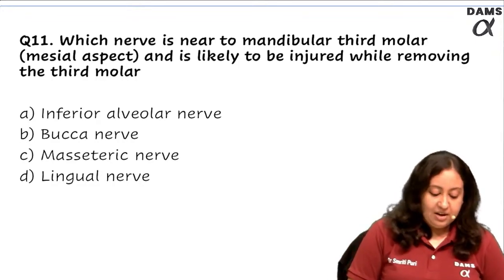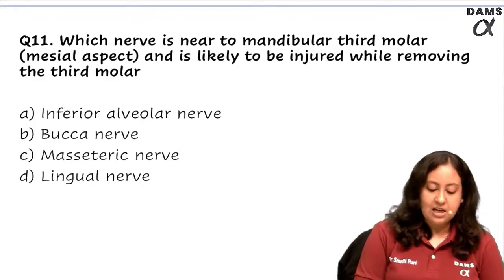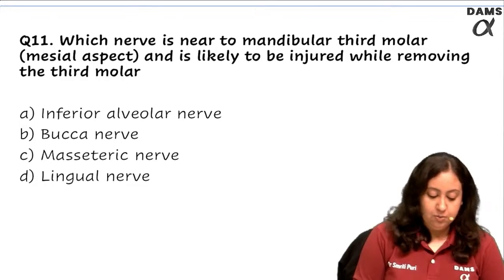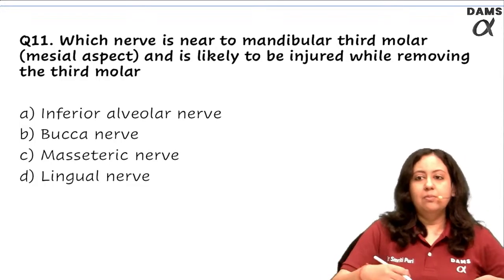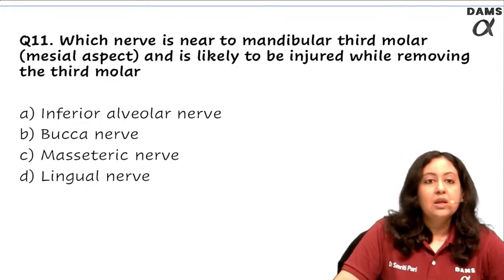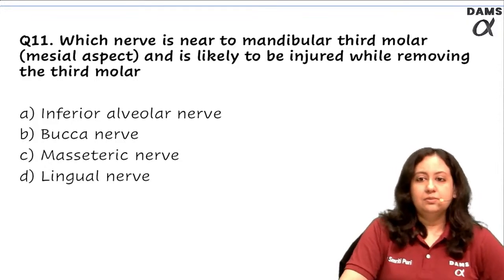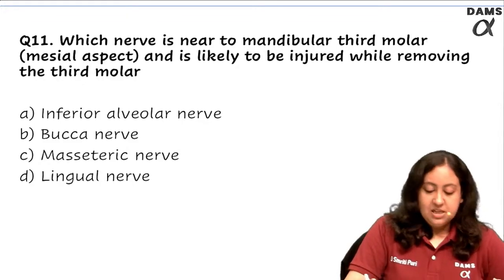Coming to question 11, which nerve is near to mandibular third molar mesial aspect and is likely to be injured while removing the third molar? A, inferior alveolar nerve. B, buccal nerve. C, mesenteric nerve. D, lingual nerve. Please answer question number 11.